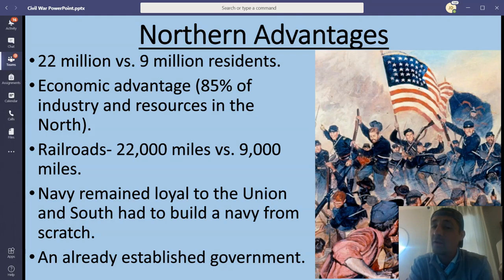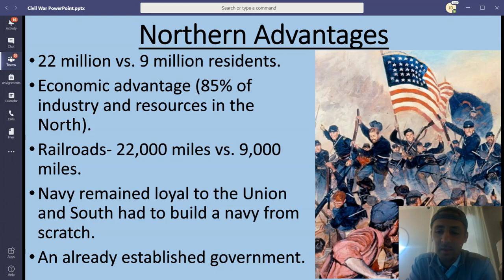And of those 9 million residents in the South, about 3 million of them were actually slaves. So take that into account when you're thinking about populations. Even though some slaves actually were forced to fight in this war, really it was 22 million versus like 6 million. So big population advantage. That's a big one.